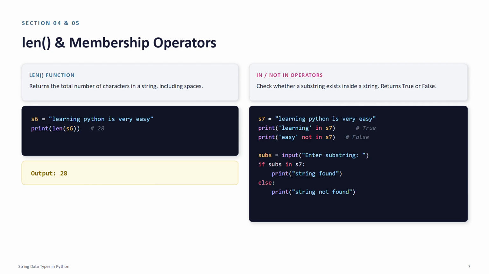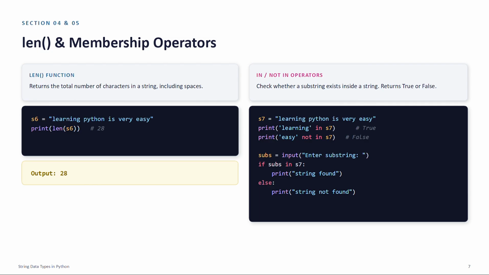So now let's see "in" and "not in". These are called membership operators. To check if a word exists inside a string, use the in and not in membership operators. It will provide the output in the format of True and False. So "learning" in S7 asks, is learning present? If yes, then the output True should be printed.